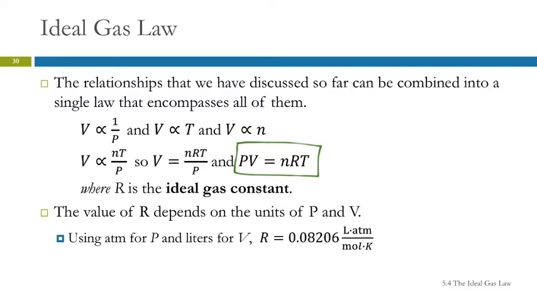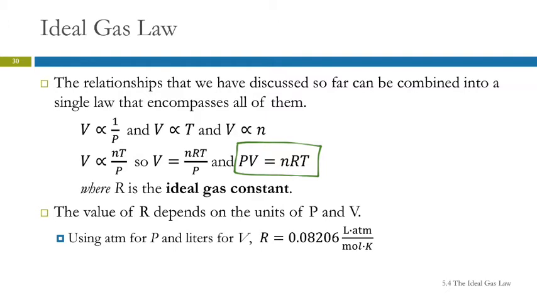So that constant R is called the ideal gas constant because it's the constant for the ideal gas law. That constant can be expressed in different units. And so when you change the units, you change the number. But we're going to use this value right here. We're going to use atmospheres for pressure and liters for volume because those are common units that we use. So R is 0.08206. And the units look really messy. Liter atmospheres per mole Kelvin.